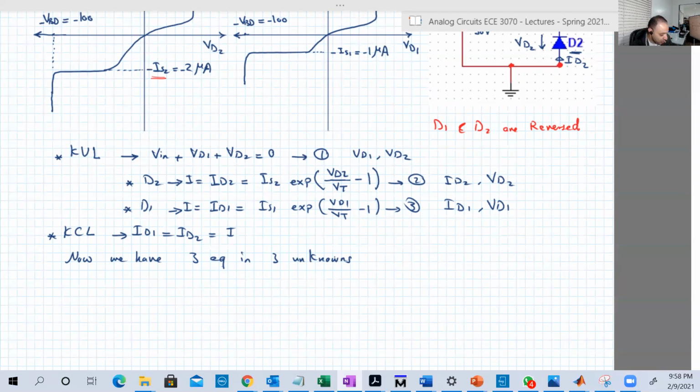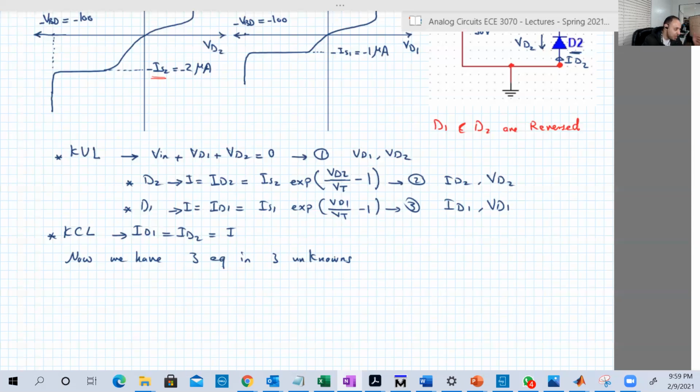Two of them are nonlinear, which is very complex, because from equation 3 you get VD1 on one side and the rest on the other side. Then you substitute VD1 and VD2 in equation 1. It will be a very long equation that has only one unknown, which is I, but it will be really hard to solve.